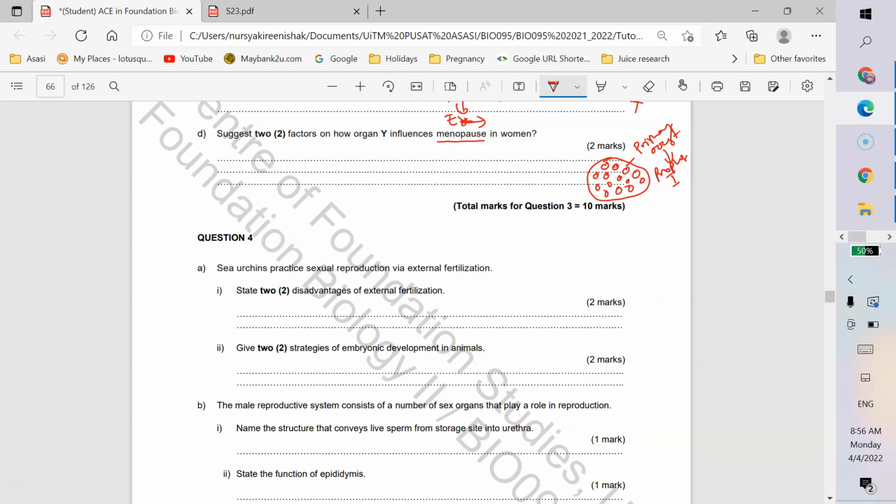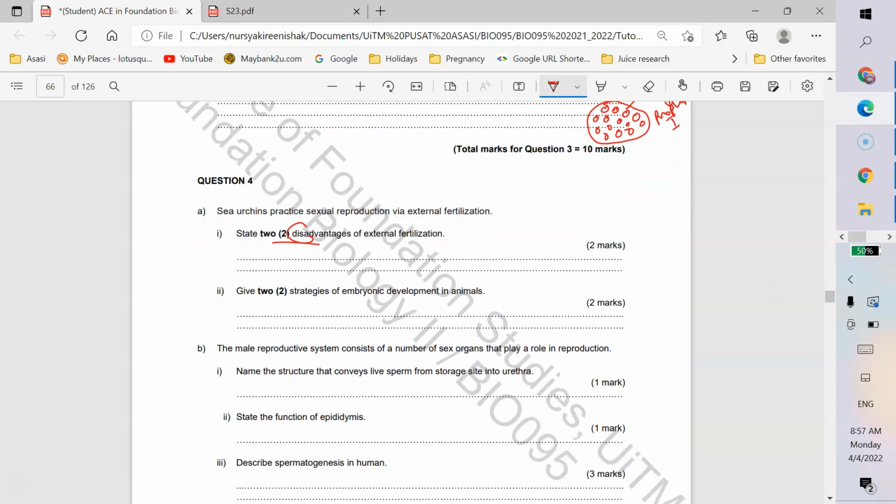State 2 disadvantages of external fertilization. Low survival rate because the gametes are exposed to predators and harsh environments, and large number of gametes is wasted and left unfertilized because they are carried by the water current. Betul lah. So soalan ni lebih kurang yang macam tadi lah kan. So soalan yang macam tadi, sama je.